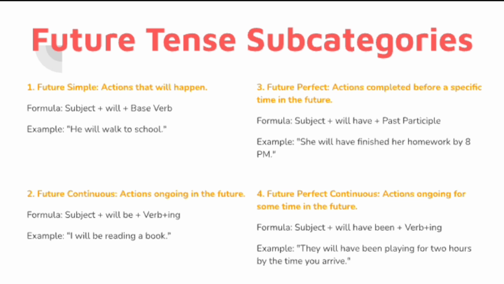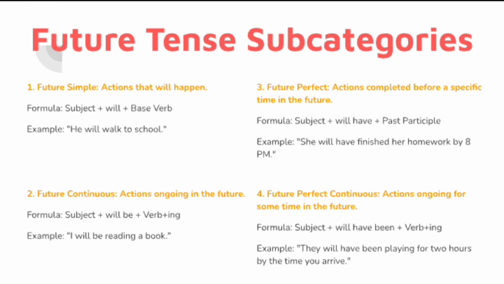Number 1. Future simple. We use this for action that will simply happen in the future. The formula is subject plus will plus base verb. For example, he will walk to school. It's straightforward and talks about a future action.